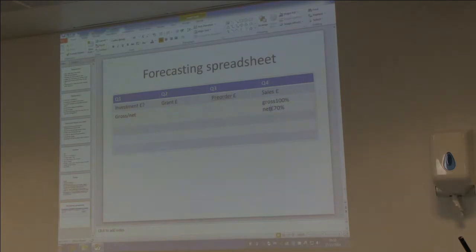Okay, so I'll just put in here gross, net, and I'm going to put App Store in brackets so you understand. This is e.g. App Store. That's what I need to do, isn't it? App Store.